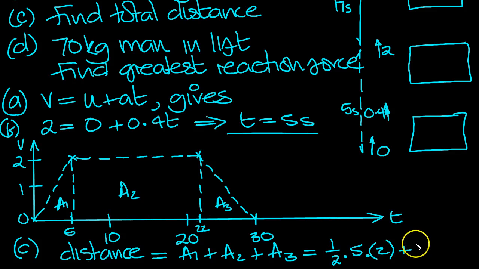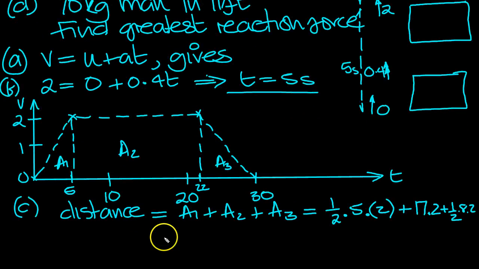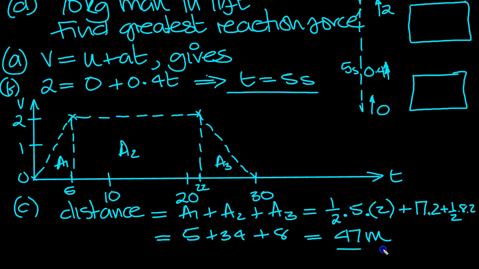5 to 22 is 17, times 2, plus half, triangle again, base is 8, times the height, which is 2. So it equals 10 over 2 is 5, plus 34, plus 8 here. So we get a total of 39 meters travelled.